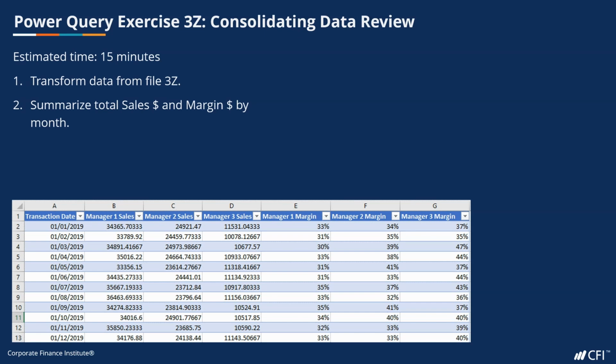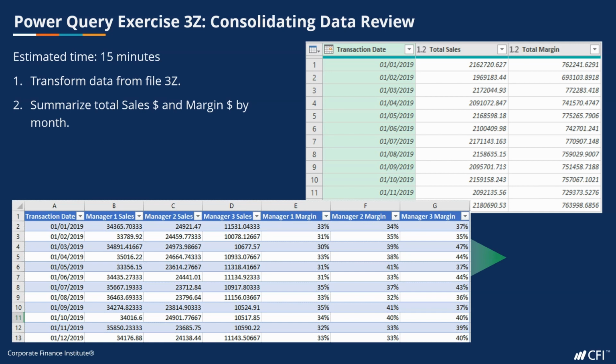The total sales will be a dollar value, but I also want the total margin to be a dollar value. At the moment, you have a sales figure and a margin figure for each manager, so you'll have to use some mathematical functions to calculate margin dollars. Once you've finished, you should end up with a table like this. I also want you to group the rows by month.